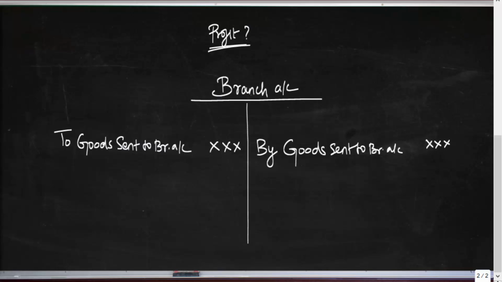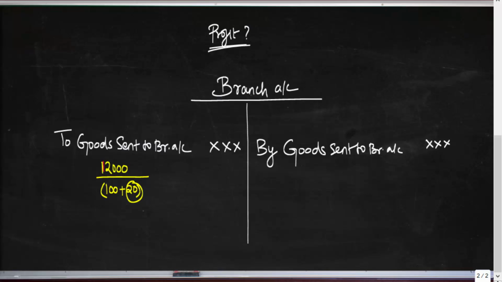So how do we understand this? Let's say a company has sent goods worth 12,000 to their branches. This is sent at cost plus 20% profit margin. So this 12,000 is sent at selling price, which is cost plus 20% profit margin. This 12,000 basically represents 120. We are interested in knowing the cost, so we should subtract the profit. And what is the profit? Profit is 20.